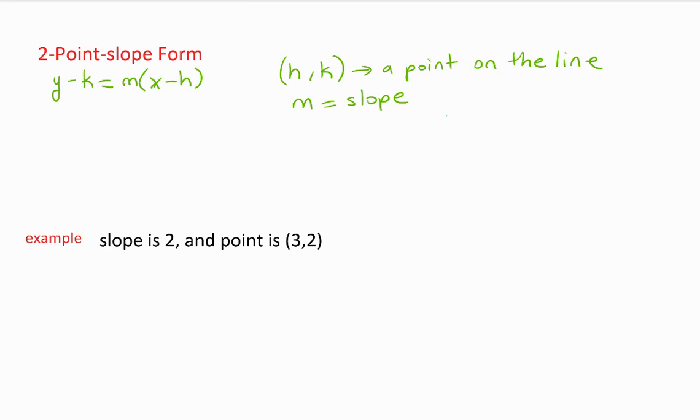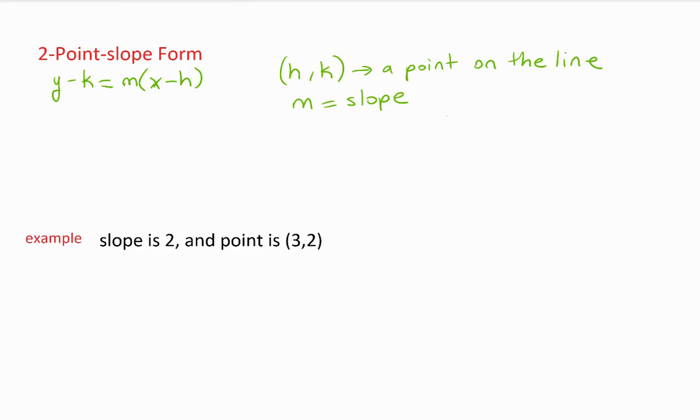For point-slope form, if we know the slope and a point of the line, then we can write the equation of it. Or if we know 2 points of the line, then we can write the equation of it. So if we have a point and slope, we can write our equation, or we need 2 points.